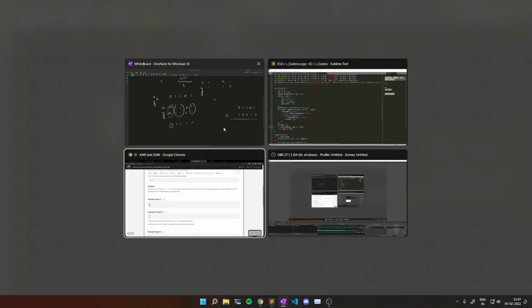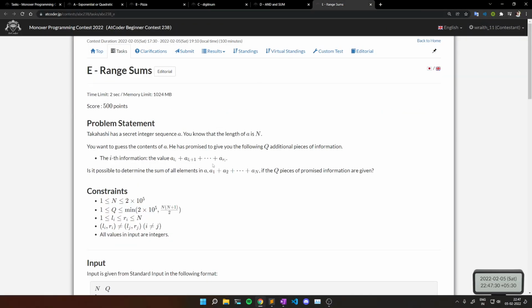And finally, problem E. Problem E is a bit tricky, because the problem states that we are given a secret integer sequence A, and we don't know what the sequence is, but we know the size of it, which is n. After that we are given q queries, where in each query we are given the value of the sum of a li to a ri. We have to tell whether it is possible to determine the sum of all the elements a 1 to a n.